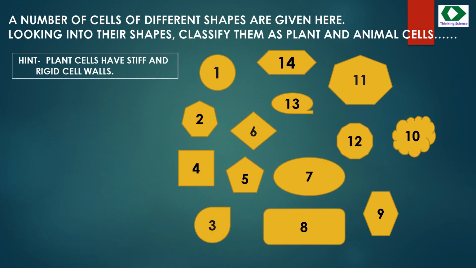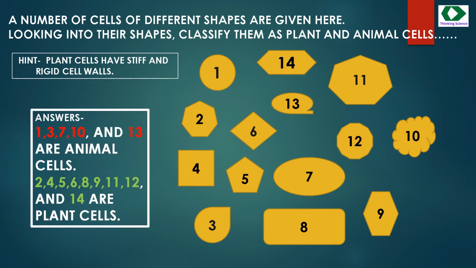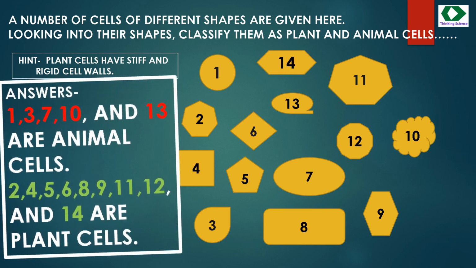Often, when you find a cell which has a different shape from what you are used to, and the cell wall and chloroplast are not clearly indicated, then you find it difficult to identify between a plant cell and an animal cell. Very easy, children. Plant cells have a stiff and rigid cell wall, whereas animal cells do not. So whenever a cell is represented with an angular wall, it is a plant cell, and wherever the wall is smooth and curved, then it is an animal cell. So identify the cells.